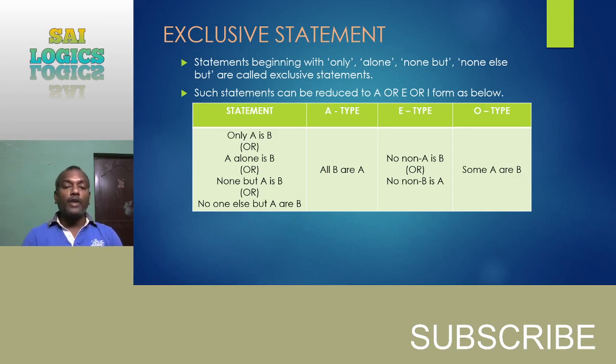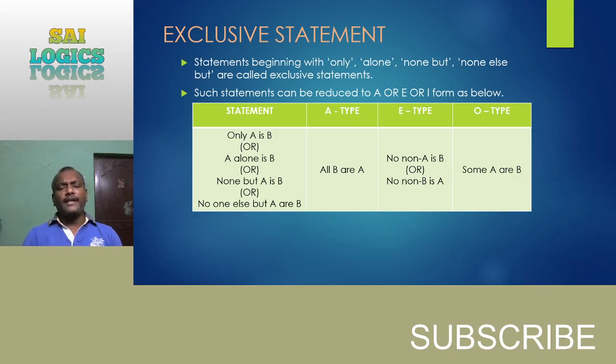If you want to write it into A type, what you have to do? You have to put all and you have to interchange the subject and predicate. You see in the statement, subject is A and predicate is B. When you are writing into all type, you have to take the subject A to the predicate place and you have to bring B from the predicate place to the subject place. That means A and B are interchanged, then you can write it into all type.